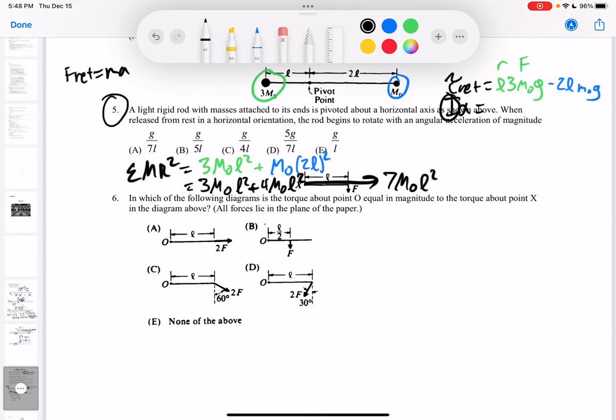So that's my I, so I'll have 7m naught L squared alpha. Remember, that's what I'm solving for. And then I need to subtract these two things. So I have a 3 here, a 2 here, so that would just be m naught LG, okay? So you'll notice our m naughts will cancel. One of our L's will cancel, okay? So I'll have 7L alpha equals G. And so then my alpha will just equal G divided by 7L, okay? And so the correct answer would be A.